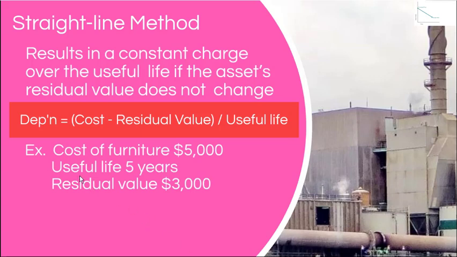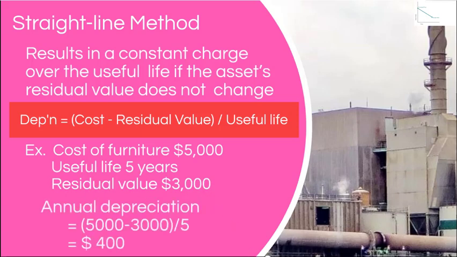Now let's say a company has purchased furniture for $5,000 and it has a useful life of 5 years and the residual value of 3,000. So we can easily compute annual depreciation according to straight line method by distributing depreciable amount over the economic life like this. So depreciable amount is accordingly 2,000 because cost is 5,000, cost minus residual value 3,000. Depreciable amount is 2,000. 2,000 is divided by economic life 5. So annual depreciation is 400.